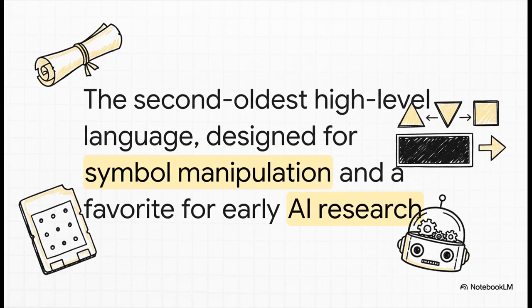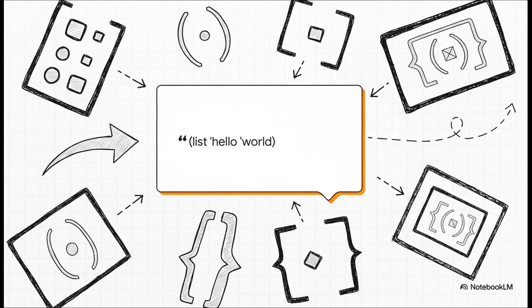This made it the perfect tool for all the early pioneers in artificial intelligence, who were trying to get computers to reason with concepts, not just numbers. And yeah, Lisp looks kind of weird. Everything is a list, inside parentheses. This little expression here shows its prefix notation. The function name, list, comes first.